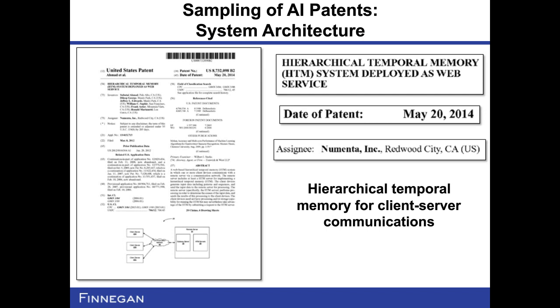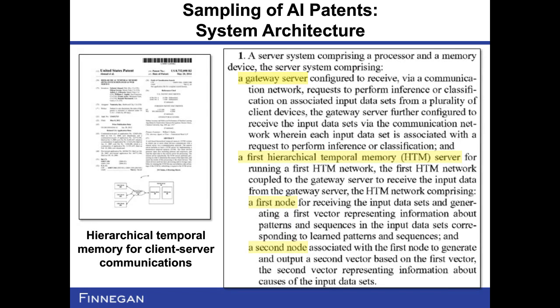This is really a more pure form of AI that's really trying to model how the brain works, and specifically the neocortex. The claim here involves a gateway server that performs classification processing based on data sets that it receives. So the gateway server will receive certain data sets from different clients, and it'll use this hierarchical temporal memory HTM server to do the processing.